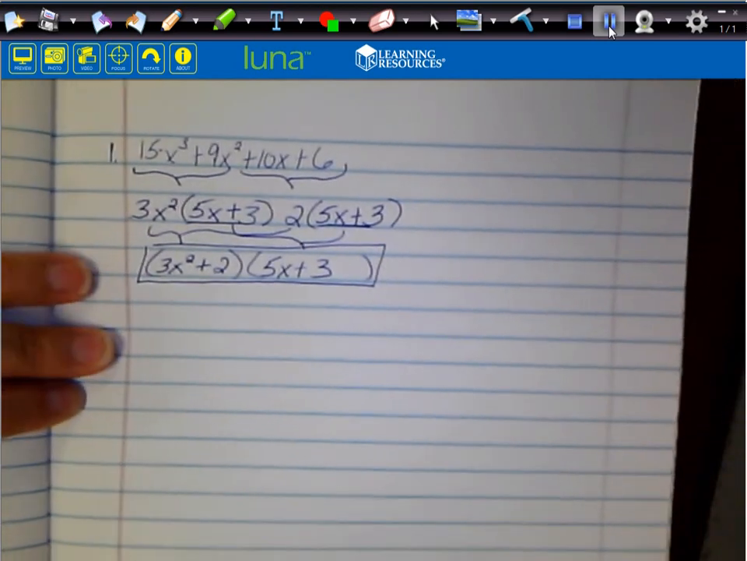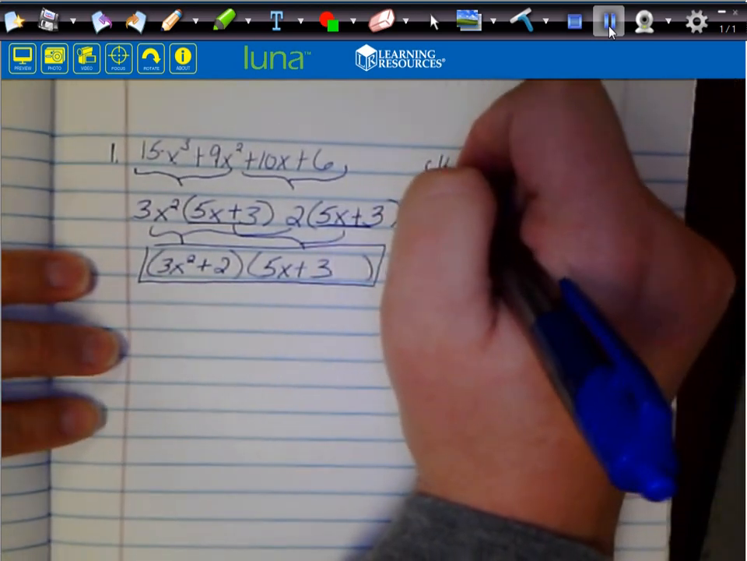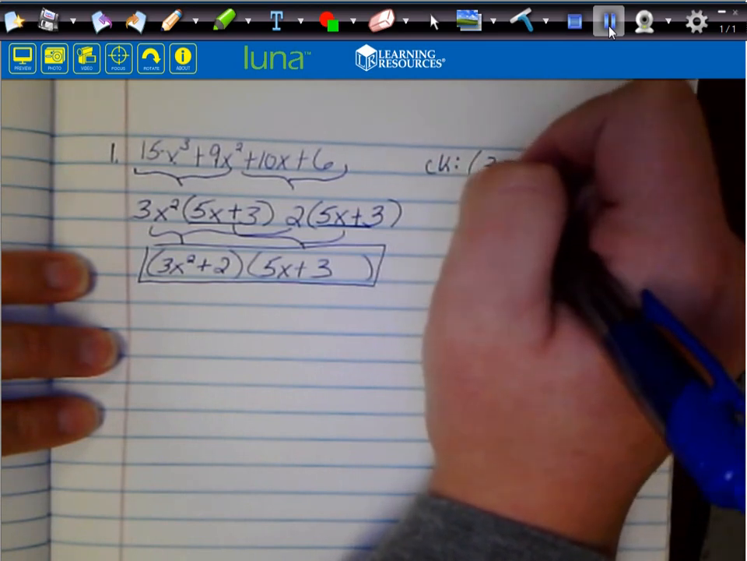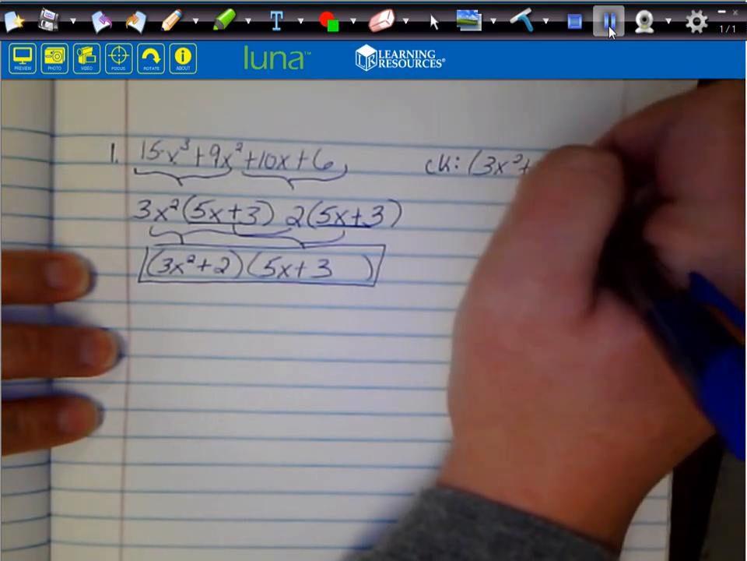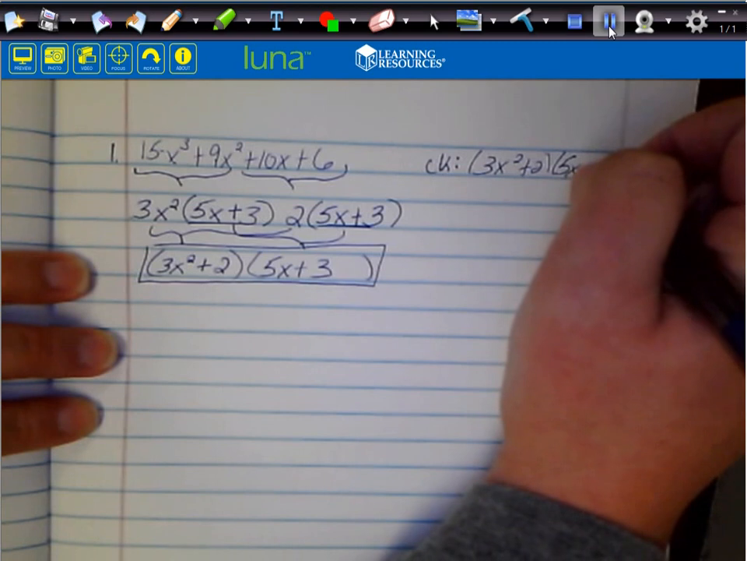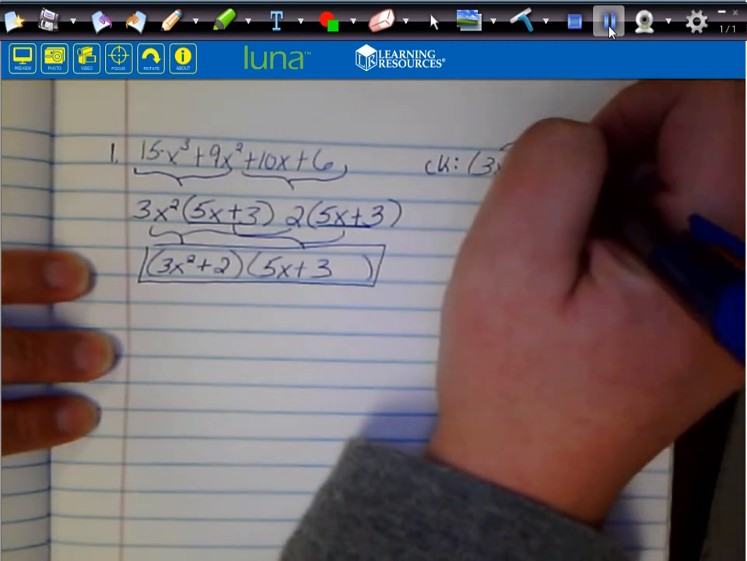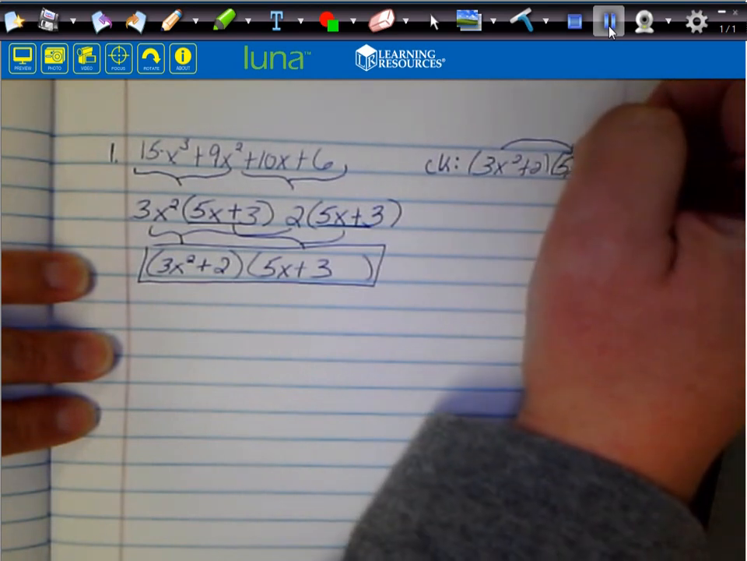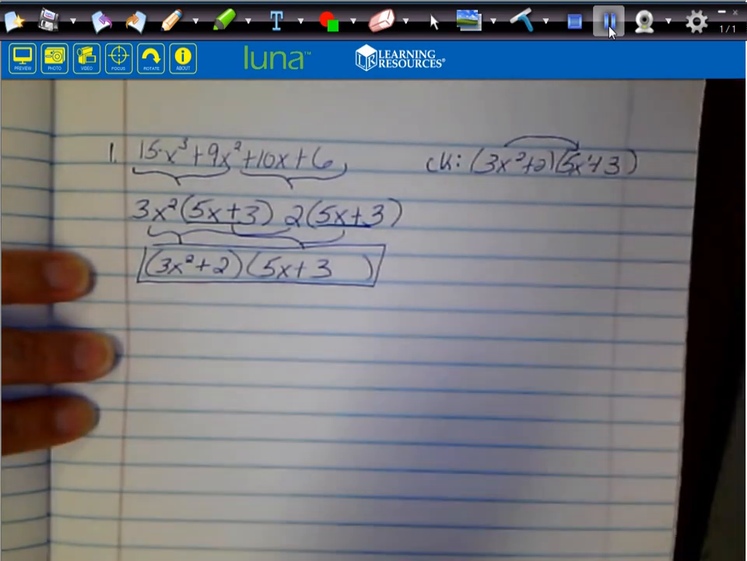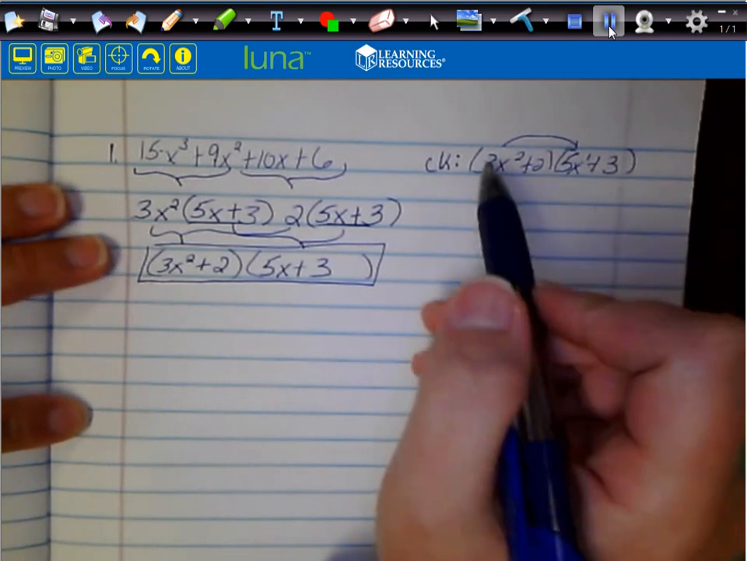Okay. Now that I have my final answer, I want to go back and check it just to make sure that I did it correctly. And to do that, I distribute. So I'm going to go here first. I'm going to put a little 1 on that x right there for an exponent, since there's nothing there.